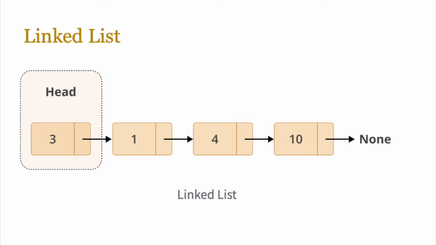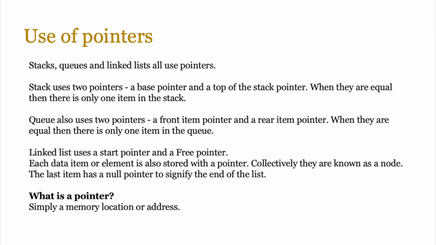Now, the linked list could be sorted or it could be unsorted. That depends on what you want to use it for. And the way you manipulate pointers can result in the linked list acting as a stack or a queue or something completely different. Now, in all of these structures, pointers are essential. Stacks, queues, and linked lists all use them. For a stack, there are two pointers, a base pointer and a top of the stack pointer, and when they're equal, that basically means there's only one item left in the stack. A queue also has two pointers, a front pointer and a rear pointer, and when they're equal, that means there's only one item in the queue.